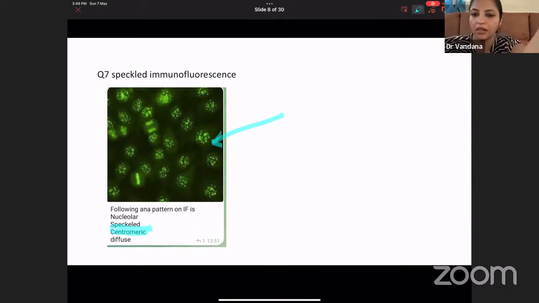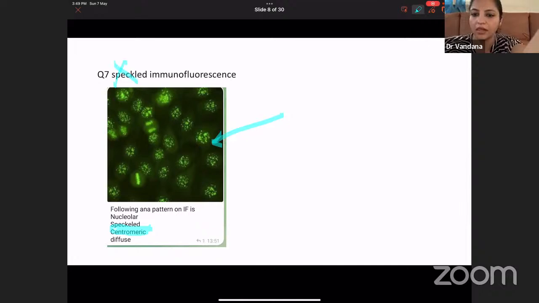Here you can see discrete dots which are coming, so it's a centromeric pattern. It doesn't look like that. So that was your centromere. It's not speckled. This is centromeric. Speckled is like, I had posted an image on the stories of Instagram yesterday.